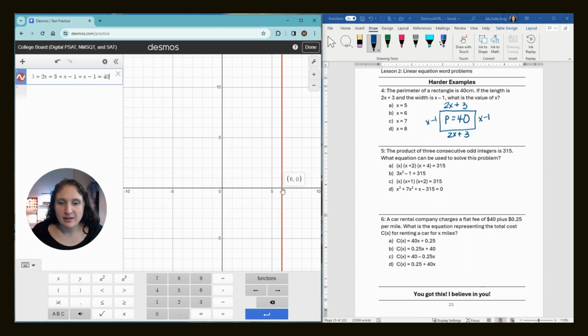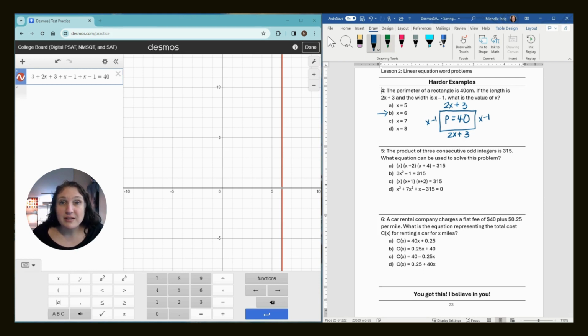X equals 6. Now, in Unit 6, they might make it harder where you have to take the 6 and plug it in and justify what the sides are. But for our purposes, this is the answer. X equals 6. Let's look at the next problem.